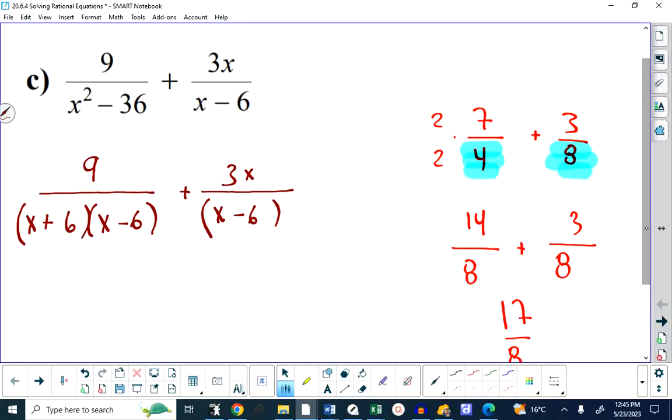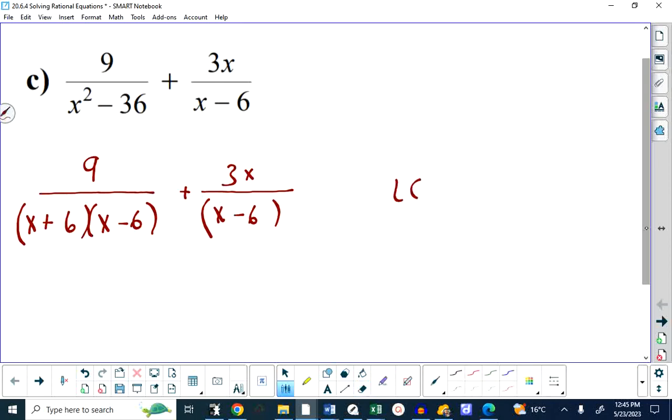The common denominator has to contain all of the factors in each denominator. So it has to contain x plus 6 and x minus 6 to take care of the first denominator. That denominator is represented in our common denominator. Now we go to the next denominator, x minus 6. Well, x minus 6 happens to already be represented there because it's included as part of the other denominator, just like the 4 was part of the 8.